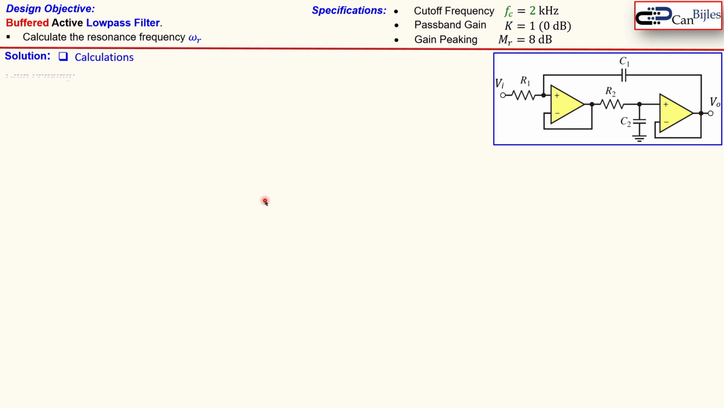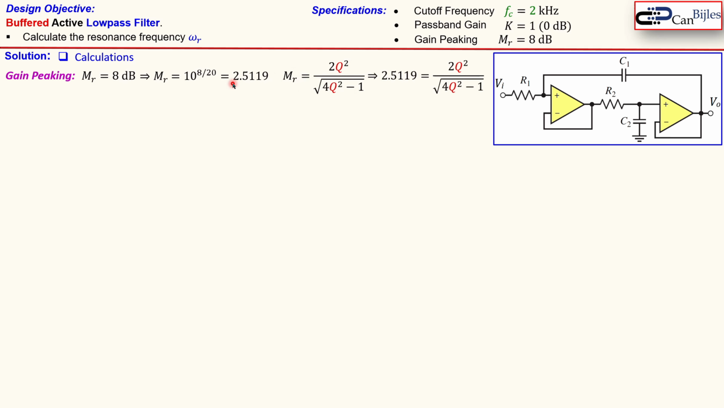Okay. First, the calculations. Our gain peaking is given as 8 dB. Let's first convert that value to a scalar, which is 10 to the power 8 over 20, approximately 2.51. Now we know the formula for the MR in the scalar form, that is this formula. When you substitute here 2.5119 and solve this using a solver, that will give you a Q of 2.4594.